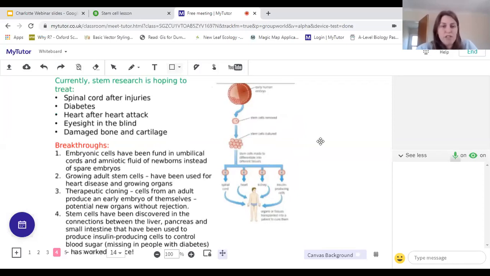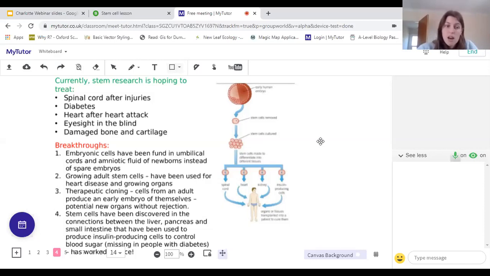Embryonic cells have been found in the umbilical cord, so that's the cord that connects the embryo to the mother, and the amniotic fluid, which is fluid that surrounds the embryo in the placenta. And that's great because both of those things could be considered as kind of a byproduct of having a baby. You don't need them once the baby has been born. And so using those instead of spare embryos can combat some of those ethical or religious concerns that you might have.